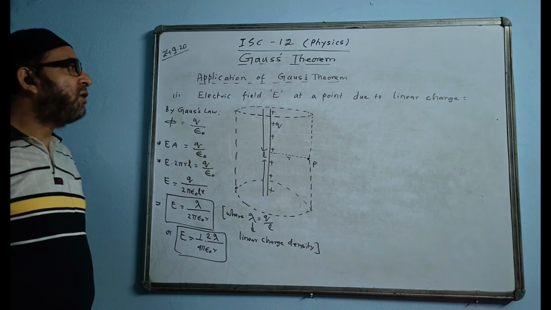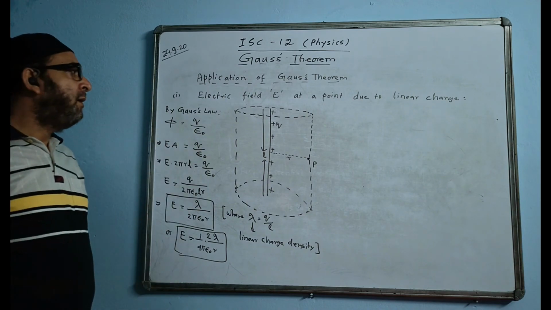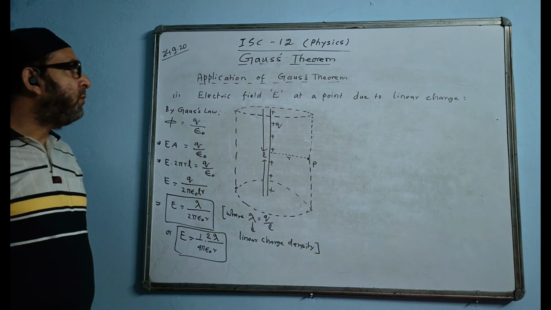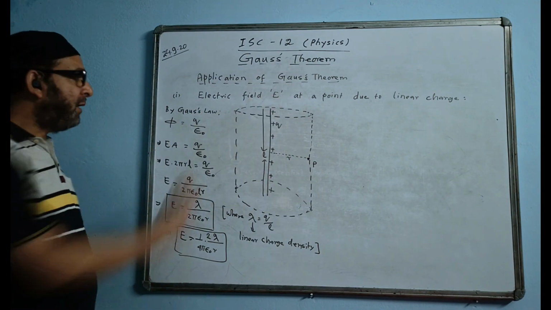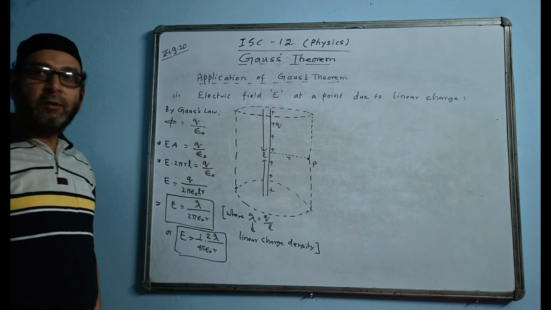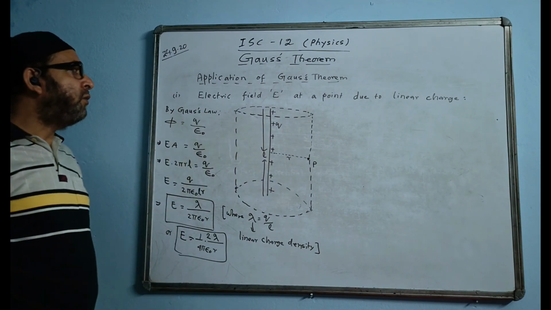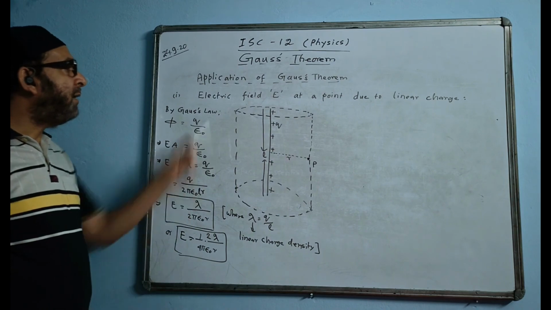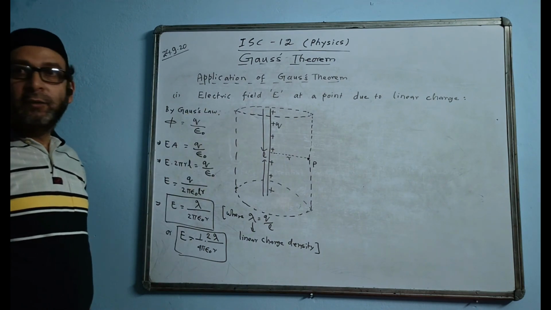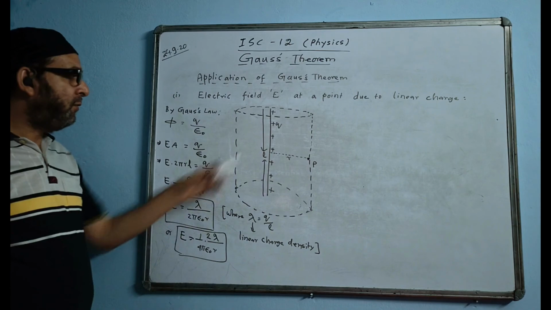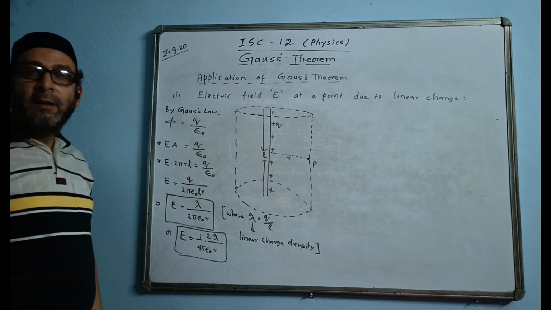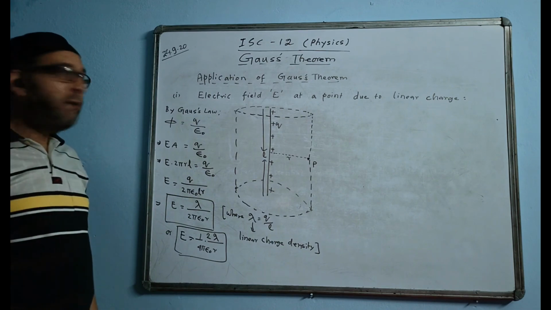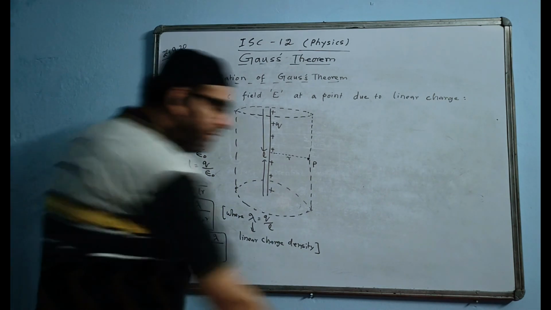The question becomes: state Gauss's theorem. So you give the statement. Use this theorem to find electric field E at a point due to a linear charge. Or directly the question will ask you, using Gauss's law, determine the electric field E at a point due to linear charge. So we'll draw the diagram and calculate, show the working. This is one derivation in the syllabus, and the second derivation in the syllabus is over here.